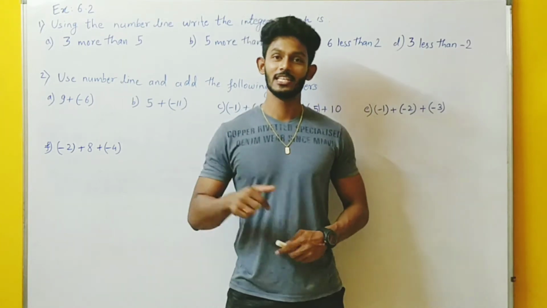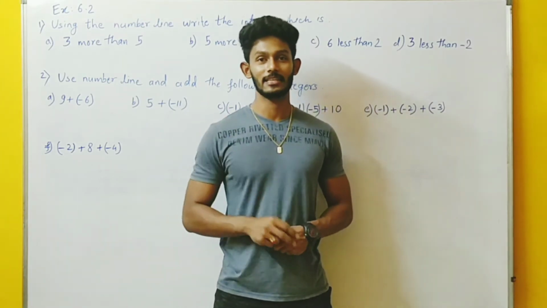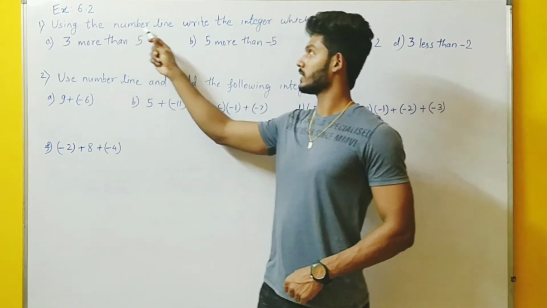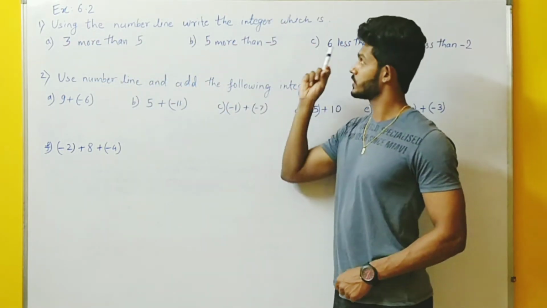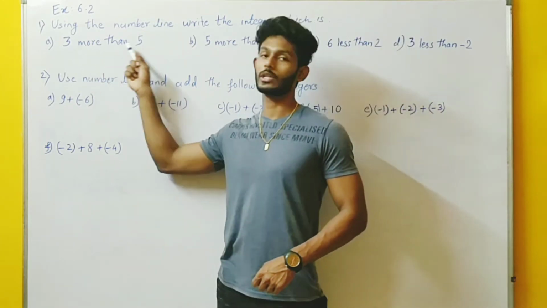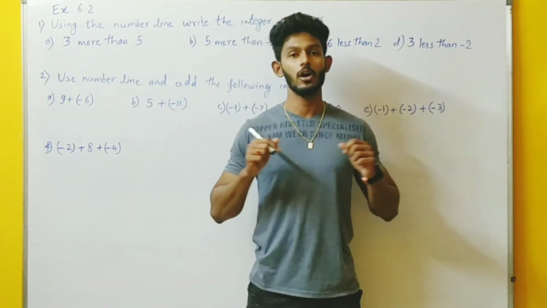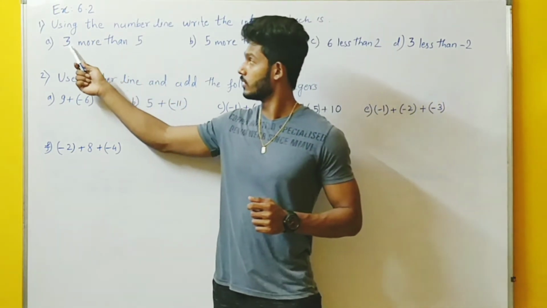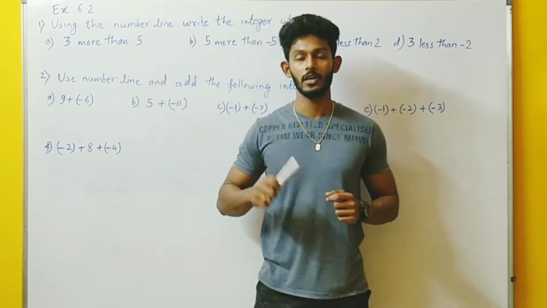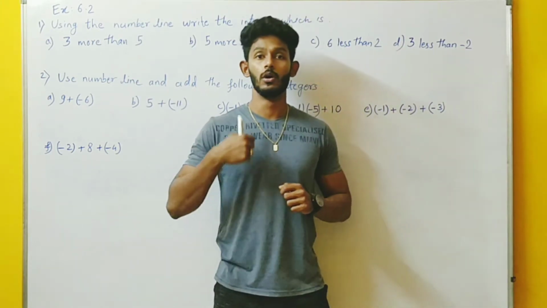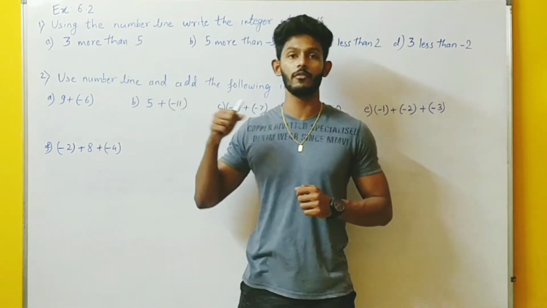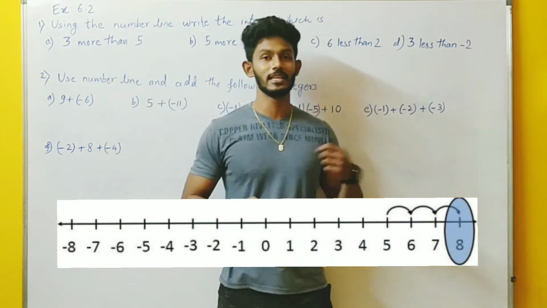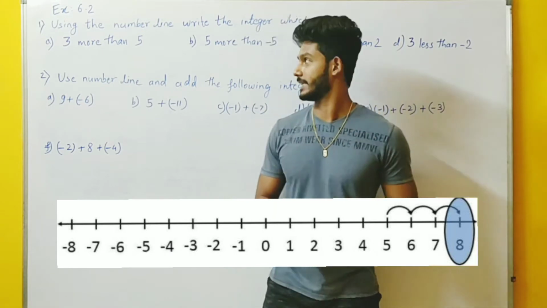Hello everyone. In this video we are going to solve the second exercise of chapter integers. First question, using the number line write the integer which is 3 more than 5. So first we will draw a number line and we will represent 5 and we have to show 3 more than 5. Whenever we have been told to move more than any particular number, we will move towards the right hand side. So from 5, if we move 3 steps towards the right, we will reach 8.